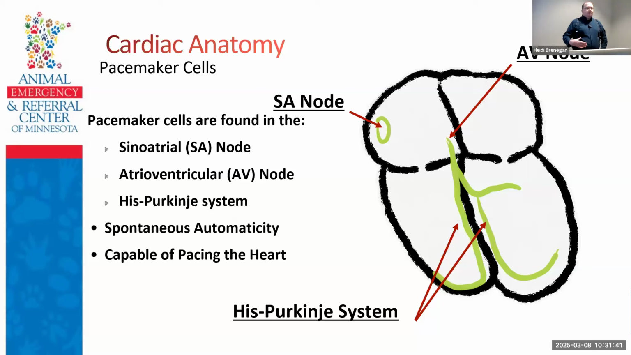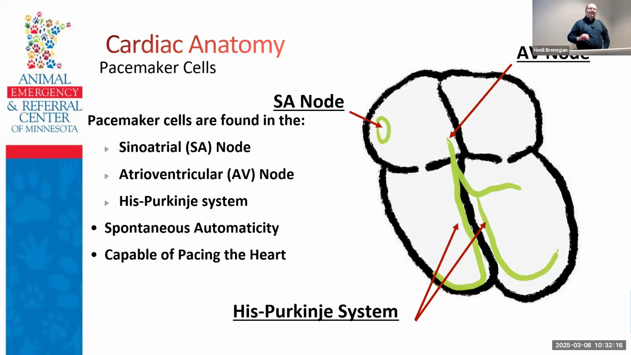Most of the heart is muscle, but we have some specific cells that are pacemaker cells. They're at the SA node on the right atrium. They're at the AV node, and they're in the His-Purkinje system through the ventricles. There's a septum between the atria and the ventricles that doesn't allow electricity to go through. The job of the AV node is to allow that electricity to go through. And all these cells that I've highlighted here are capable of pacing the heart.